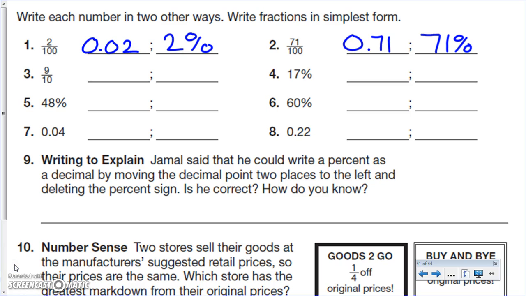For 3, we have 9/10, so the first thing we're going to do is write it in decimal form. Then we need to write it as a percent, and we know percent needs to be out of 100. So we need to get our fraction up into hundredths. We're going to multiply the numerator and the denominator both by 10, which will get us 90 hundredths. Then we can see that 9/10 is 90/100, which makes it 90%.